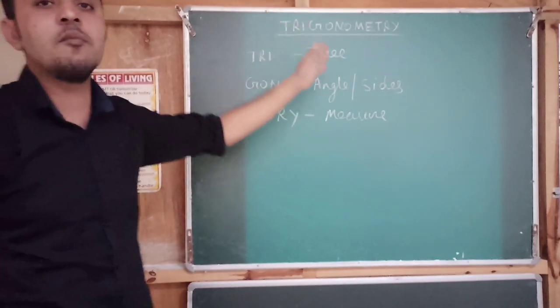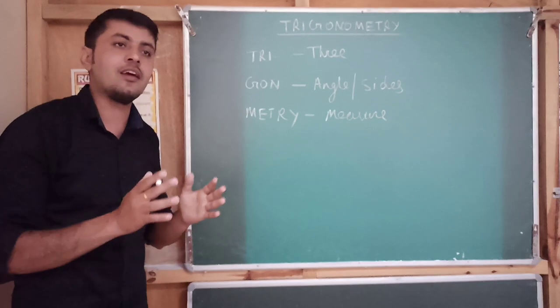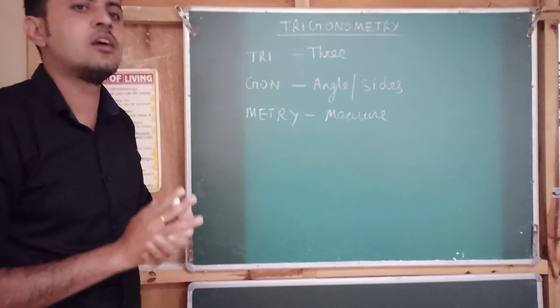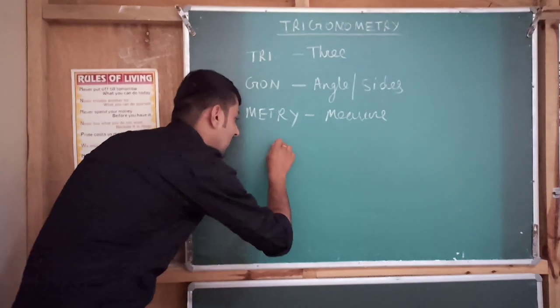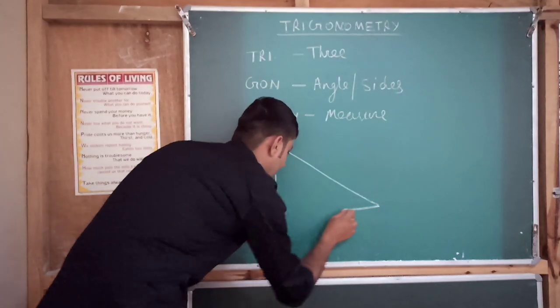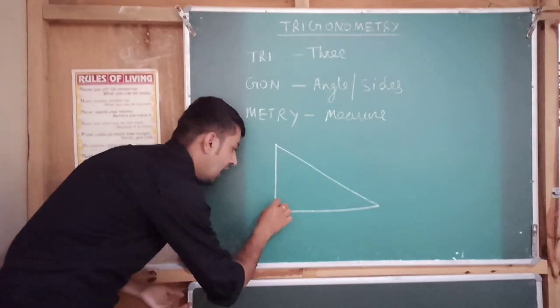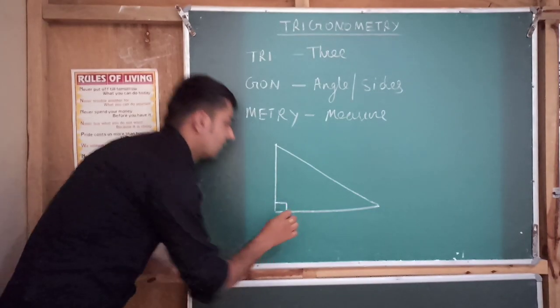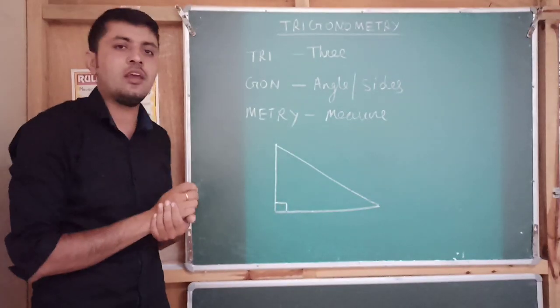Now whenever you come to your trigonometry chapter, we consider one triangle, and that triangle is a right angle triangle. Let me draw one right angle triangle. This is your right angle triangle. I'll put here 90 degree. So out here it is 90 degree. So this becomes your right angle triangle.